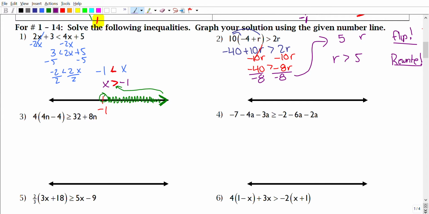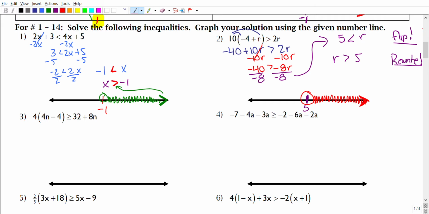Sorry, guys, I'm trying to make sure I'm working a little neater here. So let's see, r is greater than 5. So let's go ahead and draw my 5 there. It's not equal to, so it's just an open circle, and all the values greater than 5 are all to the right. Again, this right here is like an arrow going to the right, so I'm going to draw everything to the right. So shade everything to the right. Okay? All right, let's keep going, guys.